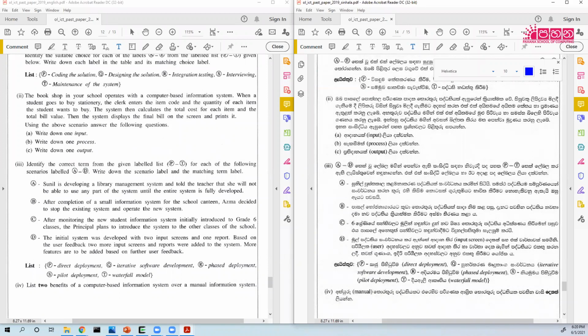So let's start with the input. Can you type and send me the input in this information system?